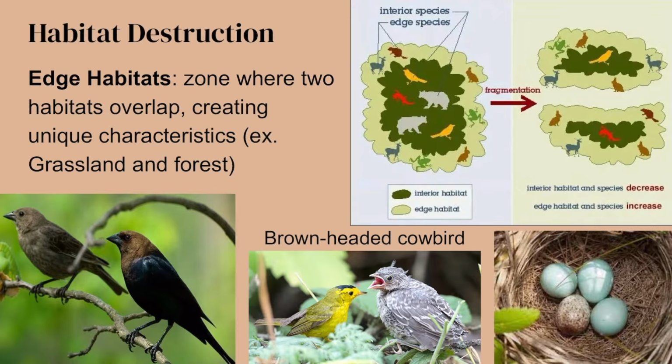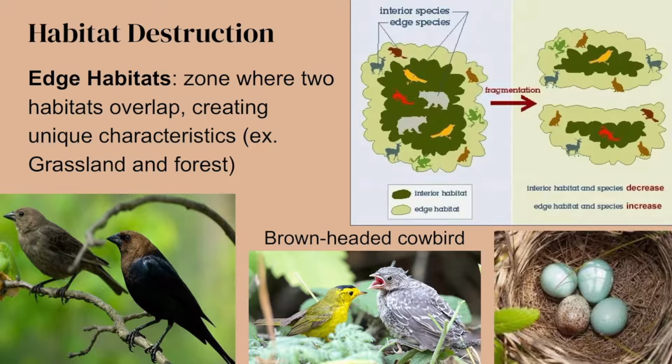So I want to talk about habitat destruction in a bit more detail. Habitat destruction can be in the form of habitat loss or habitat fragmentation. And fragmentation is when a large habitat is split into pieces, and this is often done by roads or neighborhoods, and that can have similar impacts to just losing the habitat in general.